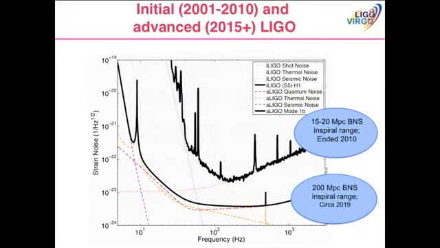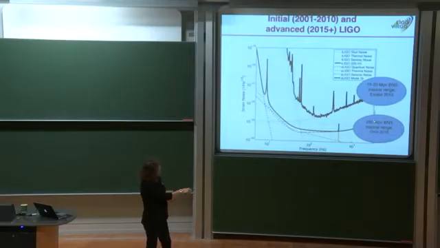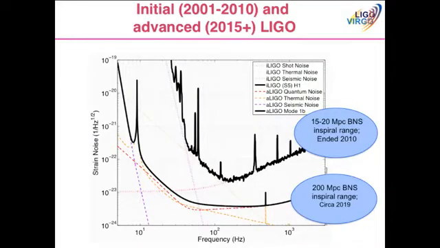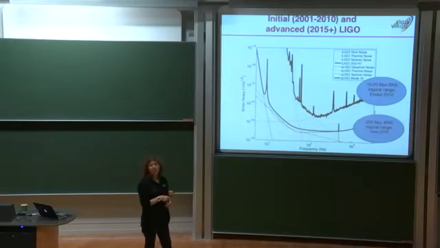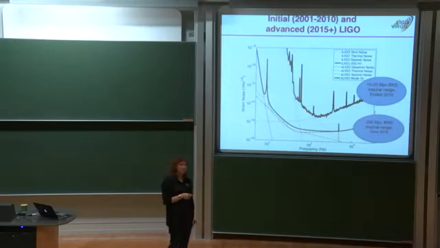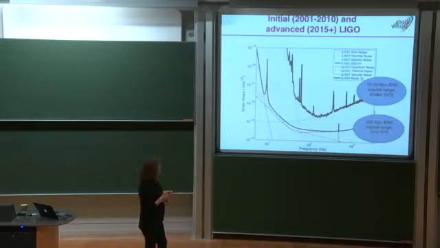This is the advanced LIGO design curve. That's how good we can get if we make everything work the way we want it to work, which is a lot more difficult than it sounds. And if we get here, of course, this is 10 or 100 or 1,000 times better, depending on what frequency you look at, then we could see binary neutron star coalescences up to 200 megaparsecs away. In fact, we can see them farther if they are optimally aligned to us. So how do we do this?